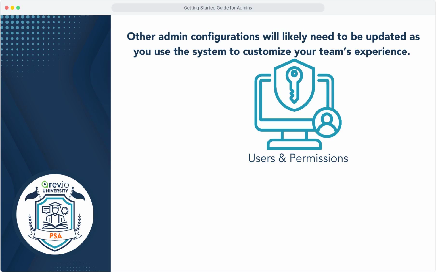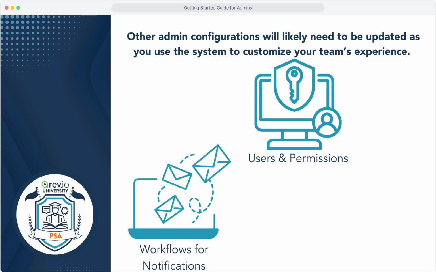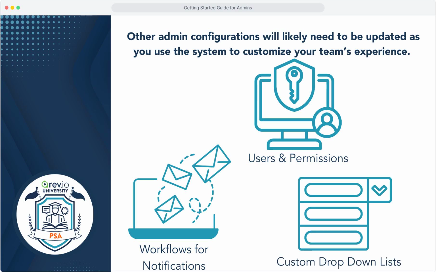Other admin-level configurations will be settings you might update or add to over time as you use the platform. You may add some of these right away and then add to them over time. Things like creating users and permission roles, configuring workflows to push email notifications out of the system when events occur, or updating the options available in various drop-down lists using the system tables.